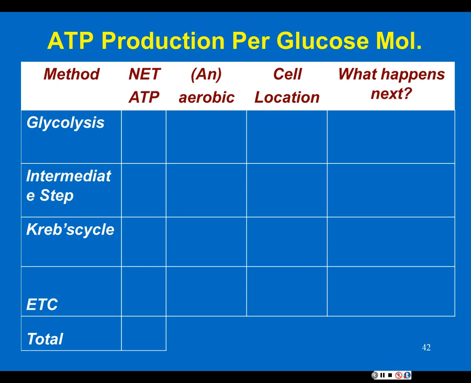That's not the end of the road for glucose catabolism. If oxygen's available, then it's transported into the mitochondria so that another phase of processing can occur. I've used the term intermediate step. You can call it the linking step, but it's certainly not the Krebs cycle. It happens prior to the Krebs cycle.